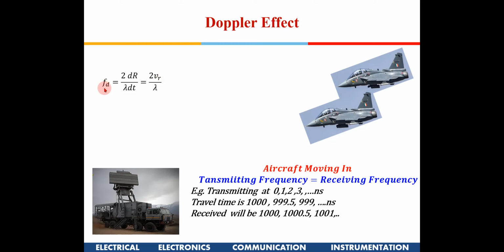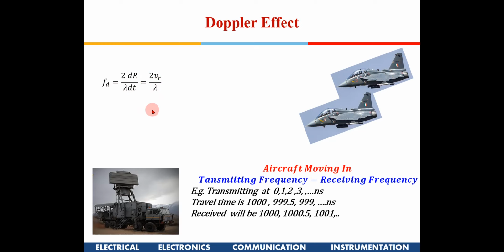So you find that the Doppler shift, which you will observe, is nothing but the shift from the mean frequency which you are transmitting. The change in frequency will be proportional to the velocity with which the aircraft is approaching or leaving the radar. So this is the formula.